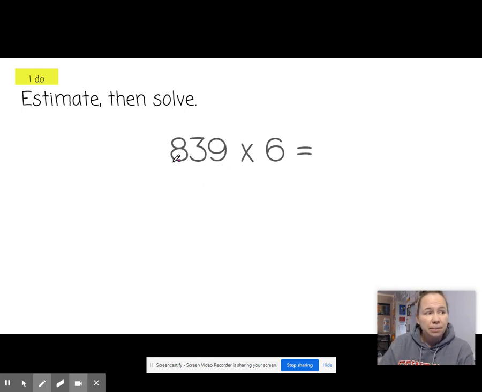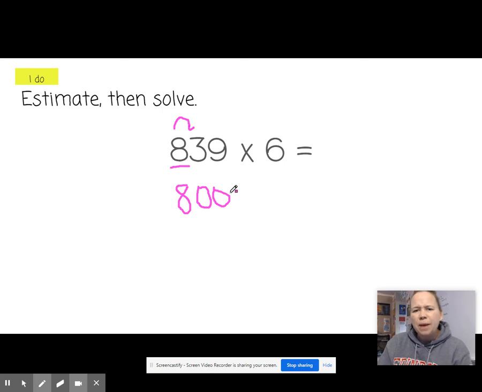We're going to estimate this number. So if it doesn't tell us where to round to, what should we do? Yes, round to the greatest place value. So our greatest place value here is the 100s. We look to the right. It's a 3. And 3 is a little number, so it's going to leave the 8 alone. So this is going to round to 800. Now stop and ask yourself, does it make sense that 839 would round to 800? Yes. The reason I want you to stop and ask yourself that is because if you put something like 839 rounds to 8,000, you should be going, oh, hold on, that doesn't make sense. So always double check your estimation.